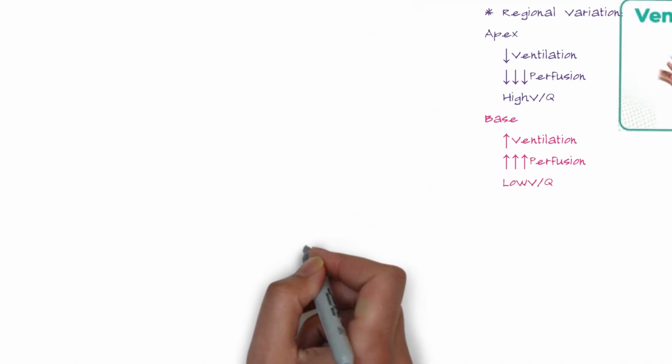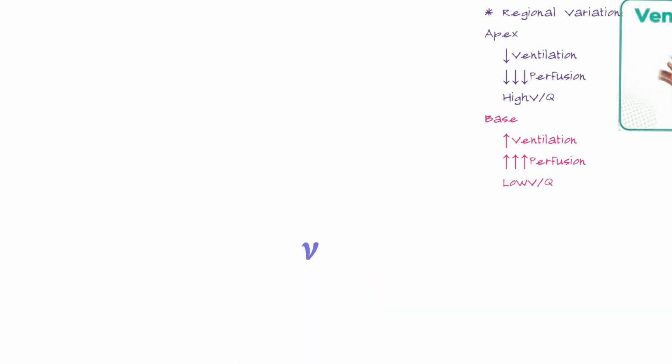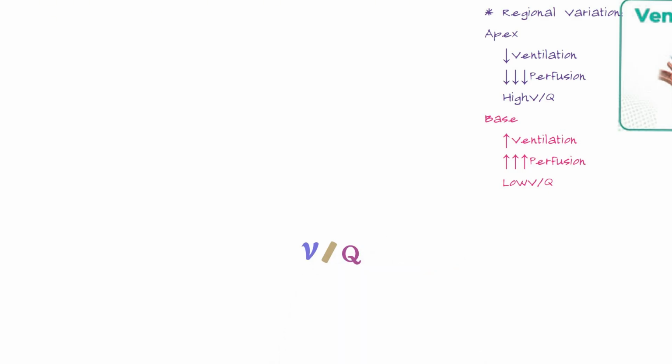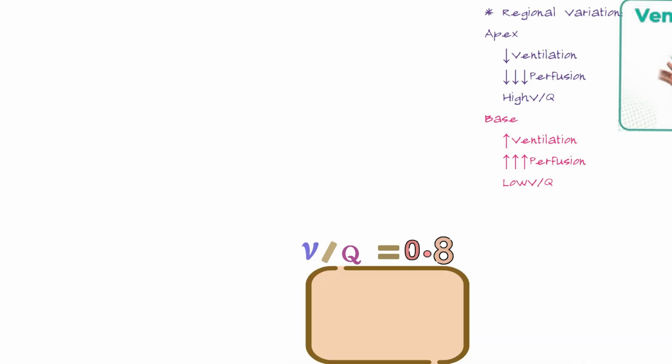When we look at the whole lung, the average ventilation perfusion ratio is about 0.8. This is important since it keeps the arterial blood gases within normal ranges, which is 95 to 100 for oxygen and 40 for carbon dioxide.